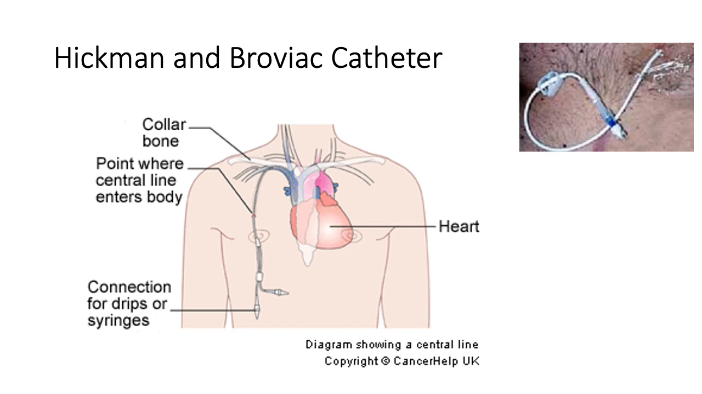A tunnel is made under the skin on your chest from the exit site to the selected vein. The tip of the catheter enters the superior vena cava, which is a large vein above the heart, and then the catheter is secured to your skin with a suture. And then you can look at 3.5 in your parenteral nutrition handbooks for a similar figure.